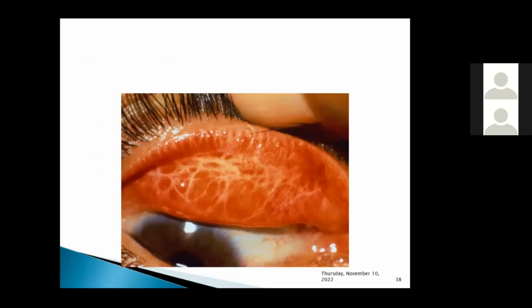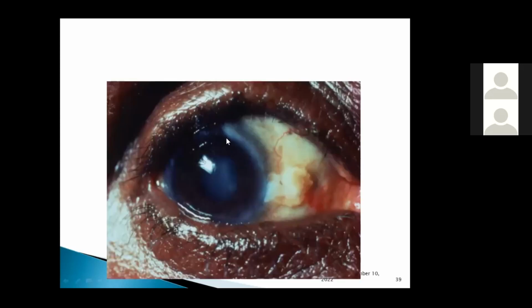So this is the conjunctiva, the scarred conjunctiva, secondary to trachoma. As you can see, the eyelash is touching the globe on the cornea. So this is the TT stage. Again, TT stage with corneal opacity. Here, as you can see, there is a clear central corneal opacity.